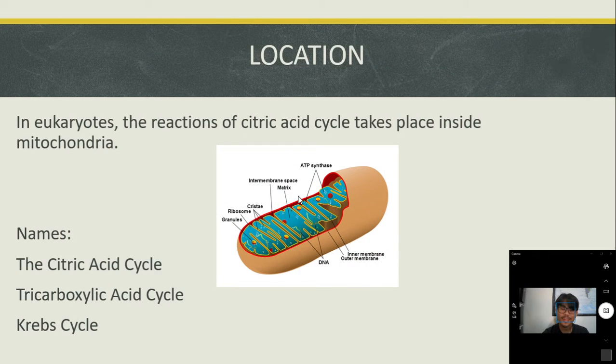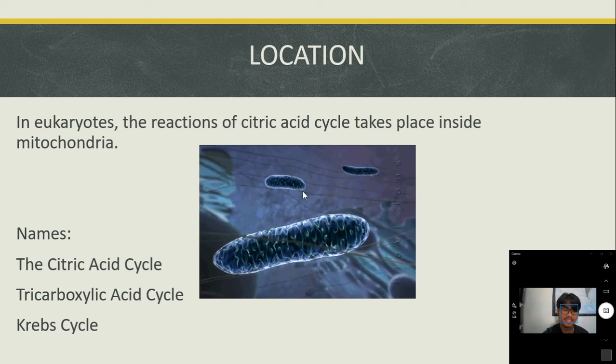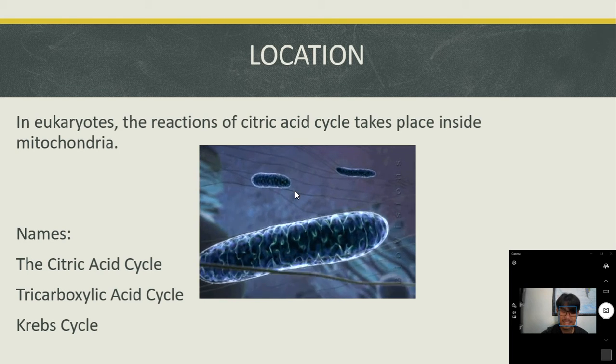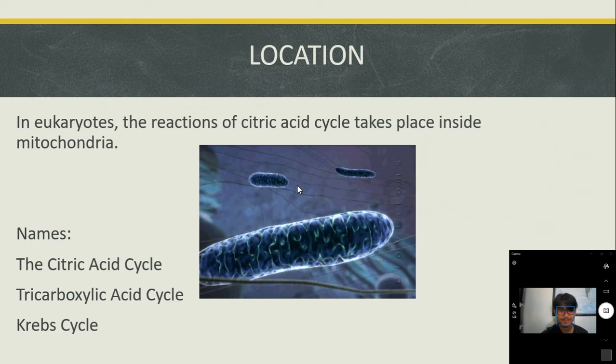So where can you find the citric acid cycle? It can be found in the mitochondria. And we know that the mitochondria produces ATP. It gives energy to the cell. The citric acid cycle can also be named the tricarboxylic acid cycle or the Krebs cycle.